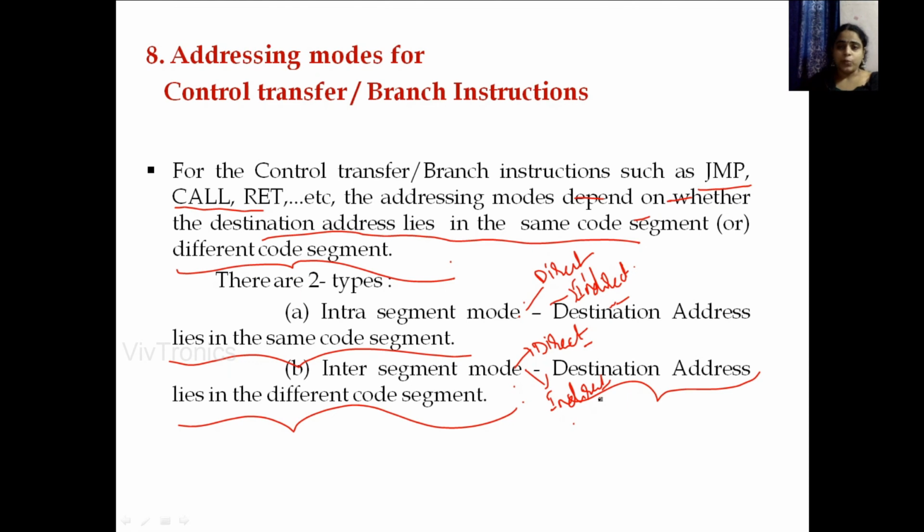Now, I hope you understand this session. In the next session we are going to see the instruction formats of 8086.